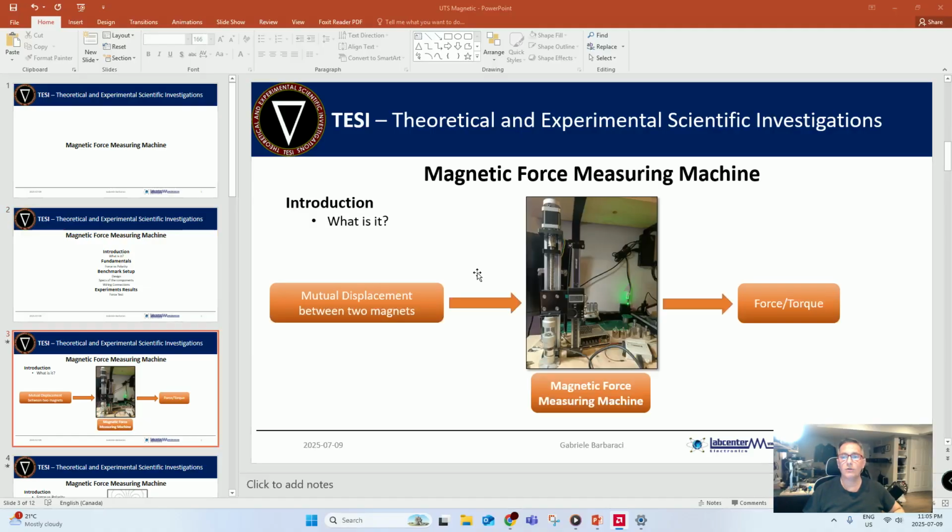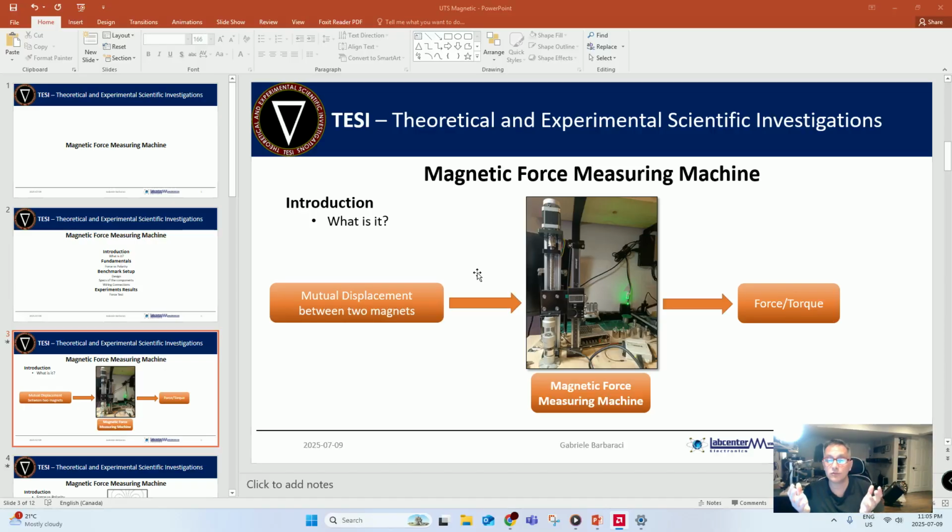All right, now what is the machine? The machine basically in this case is a measurement tool. As you can see in the picture, we have a frame actuated by a stepper motor that creates an axial motion. There are some components that we are going to explain in detail in the next pages. Once we get the two magnets close, we want to measure the force and, at the same time, record the displacement, the mutual distance between the two magnets.